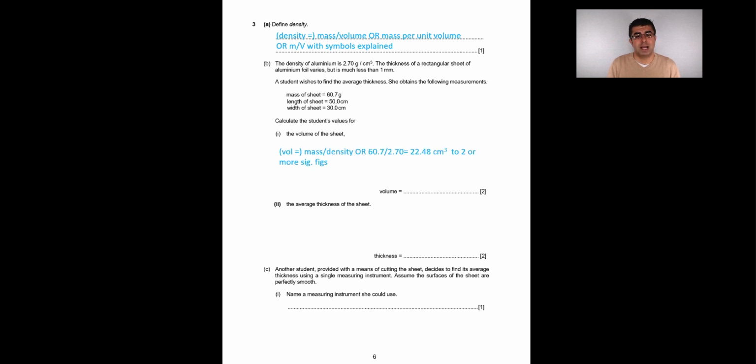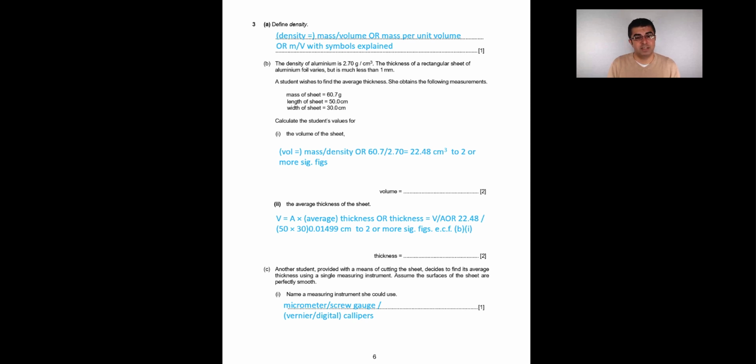Well, volume is mass divided by density, or here it's 60.7 divided by 2.70, which gives 22.48 centimeters cubed. The average thickness of the sheet, well, volume equals area times average thickness. So we've just found the volume. We can find the area by doing length times width. And then to find the thickness, we just need to rearrange volume equals area times the thickness, which would give us roughly 0.01499 centimeters.